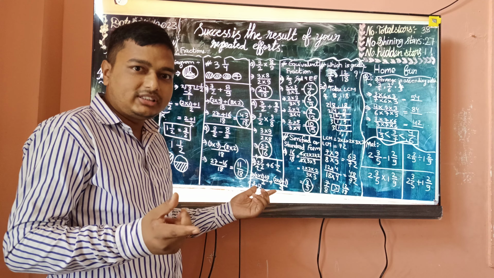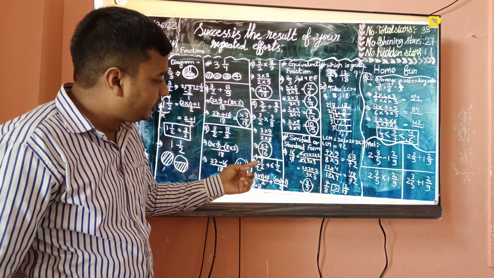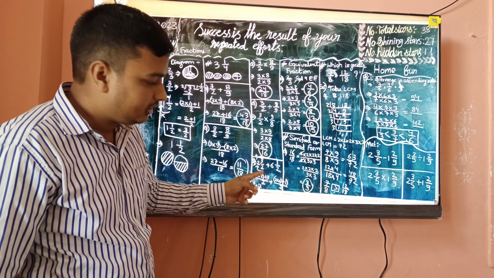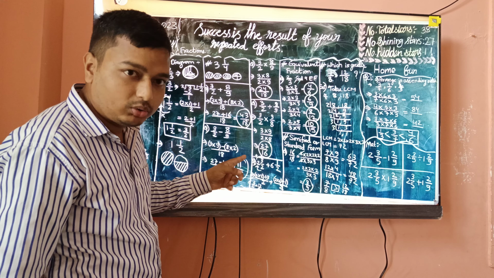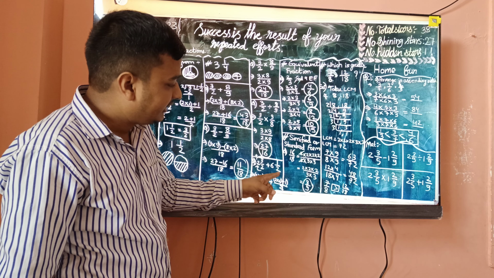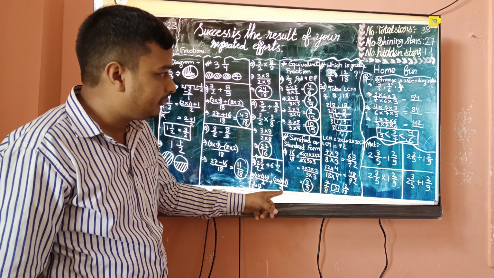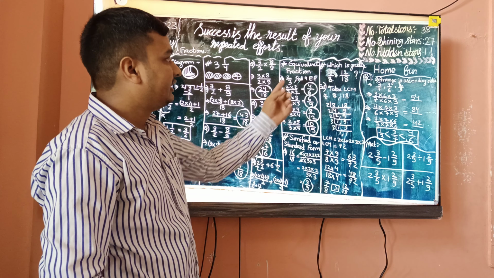Now next, we have already dealt with questions like that. If you didn't watch, then you can see my previous video. 2 into 2 plus 4. 2 into 2 plus 3. 2 into 2 plus 3. It means all are to convert mixed fraction into improper fraction. Next, 2 into 6 plus 1 divided by 2.